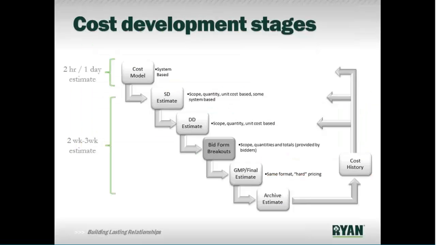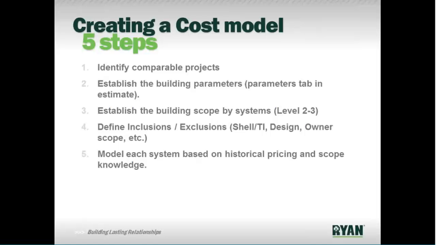So again, not to repeat some of those concepts, but hopefully you can understand where some of this is going. So real quick, I'm going to start going into some of the things to think about when you go into the cost model or budget comp stage. And we'll look at 5 steps to creating a cost model. Number 1, identify comparable projects. And number 2 would be to establish the building parameters, and this would be for the new building or the project you're creating a cost model for.